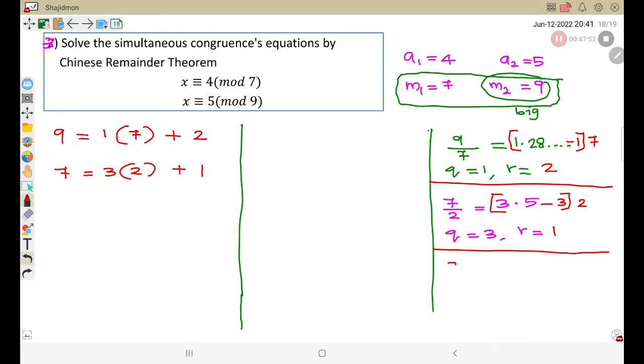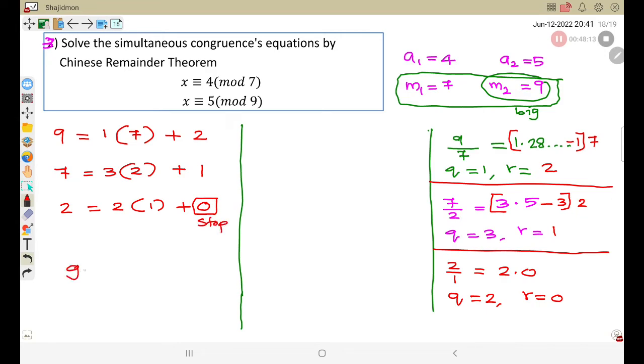Now 2 and 1. 2 divided by 1, it is 2. 2 means 2.0. So quotient equal to 2 and remainder equal to 0 because there is no fraction. So we can write 2 equals 2 times 1 plus 0. So once you go to 0, we can stop.